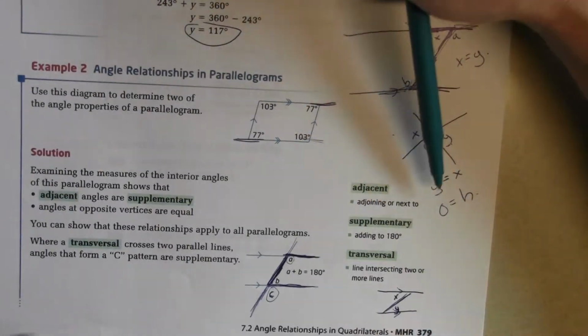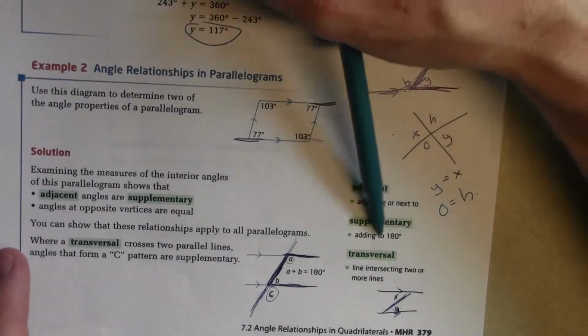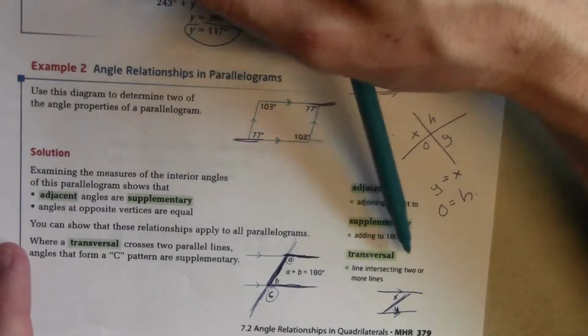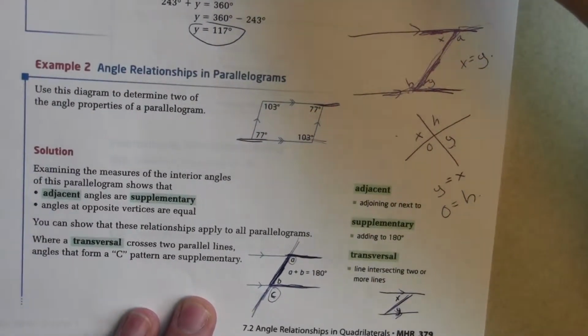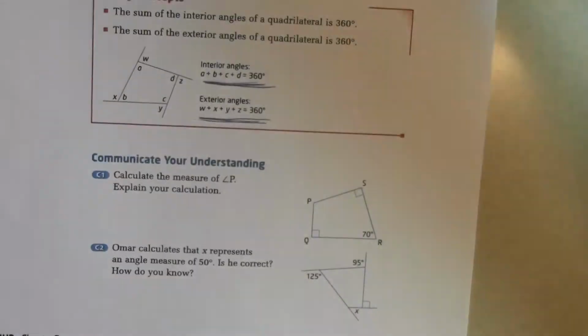So adjacent means adjoining or next to, supplementary means adding to 180, and transversal, the line intersecting two or more lines. It's transversing two or more lines.